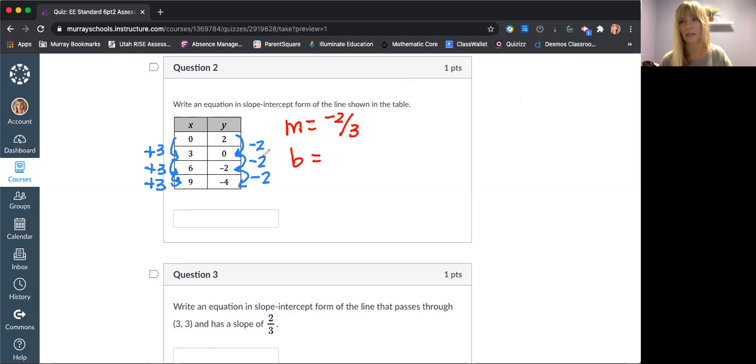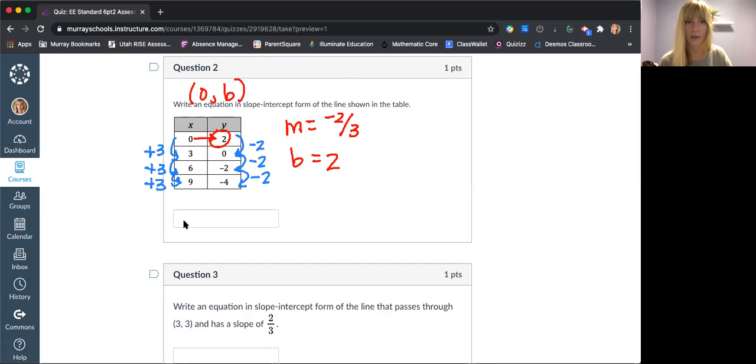So the slope, remember, is always change in y over change in x. Okay, some of you did that the wrong way. Change in y over change in x. So the slope is -2/3. We know that the y-intercept is supposed to be an ordered pair that is (0, b). So I come to the x side, find the 0, and then look at the y that's with it. And that is my b value.